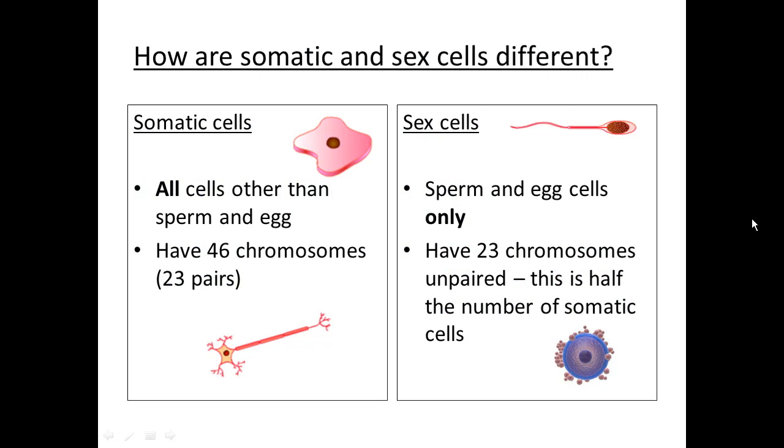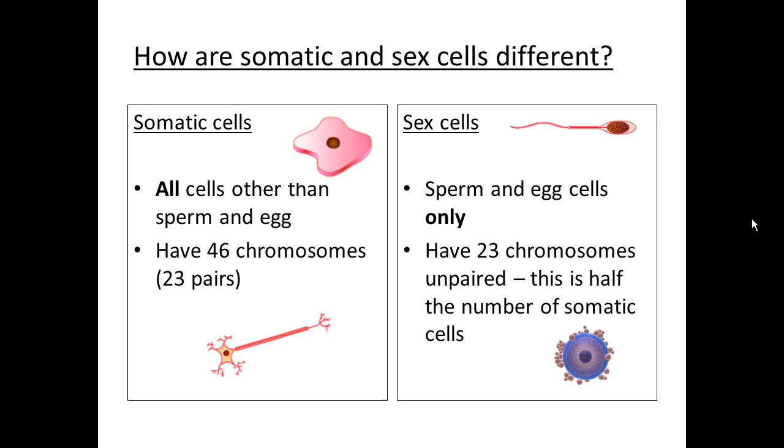So as I said at the beginning of this lesson, each cell of your body contains 46 chromosomes, 23 pairs, but actually we need to clarify a little. In our body we have two kinds of cells: somatic cells and sex cells. The somatic cells are all cells other than sperm and eggs, so the cells of your body. The somatic cells contain 46 chromosomes, so 23 pairs.